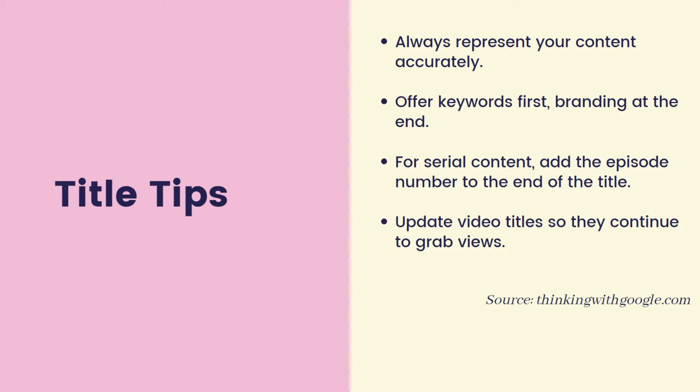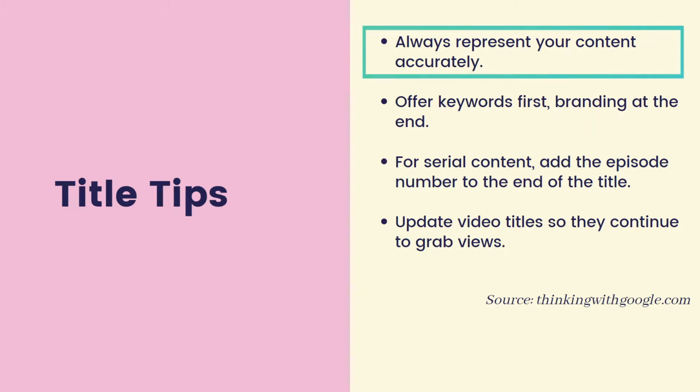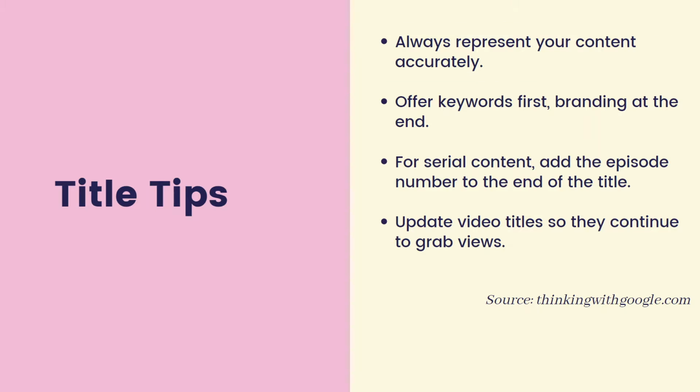Here are 4 key tips that I've gotten from thinkingwithgoogle.com. You can head over there and search for YouTube tips, and they've put together these 4 key tips for when you're coming up with your titles. Number 1 is that you should always represent your content accurately. I know that we see a lot of YouTubers using titles that do not represent the content of the video for which that title is meant.